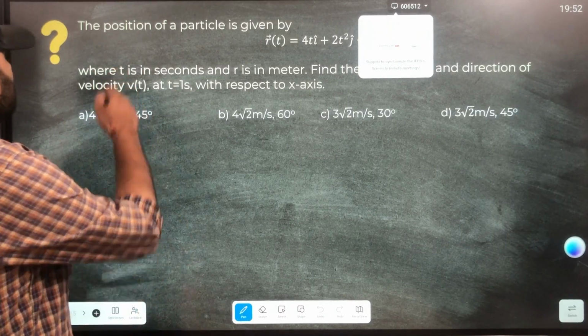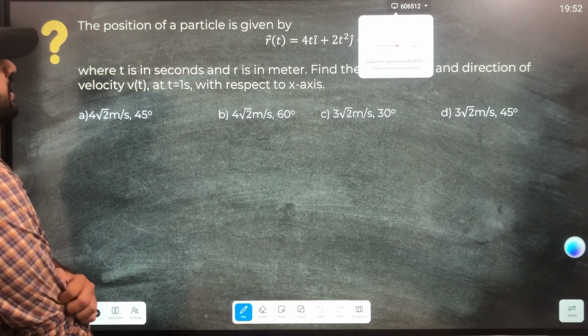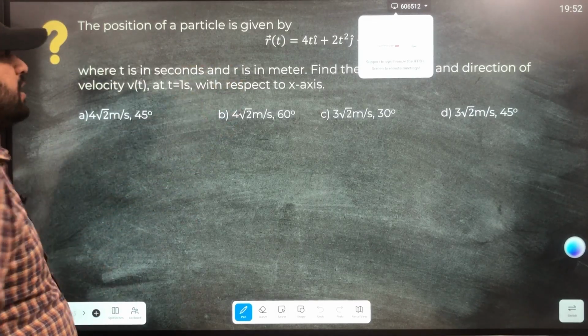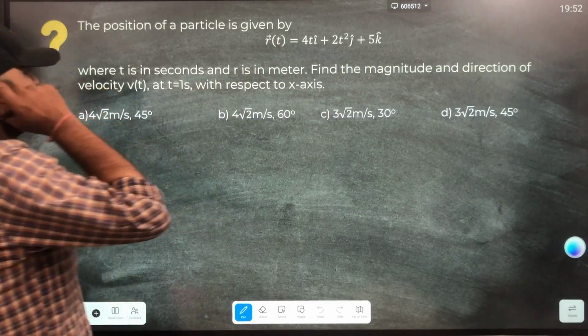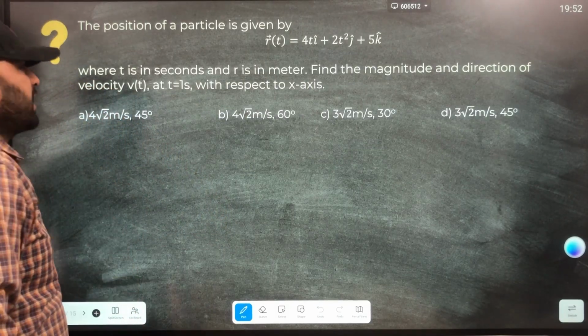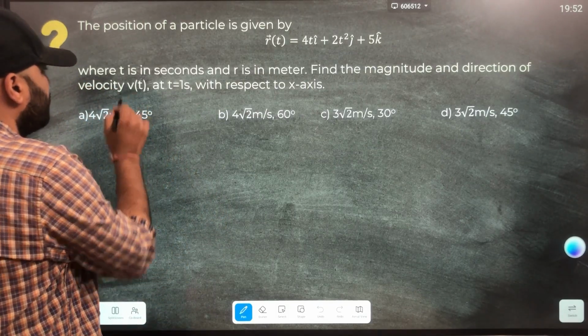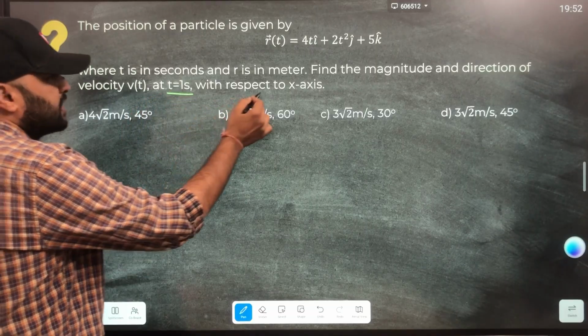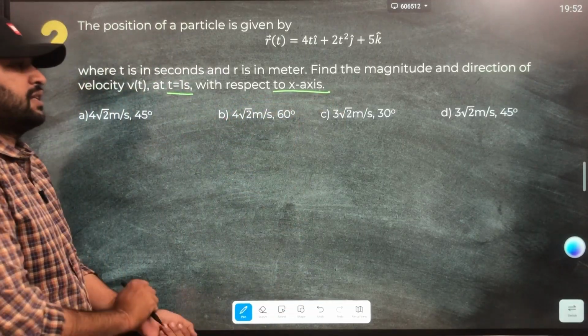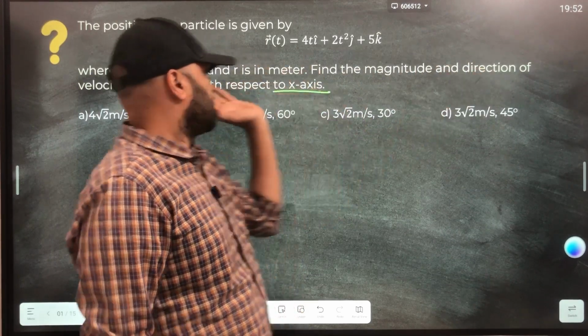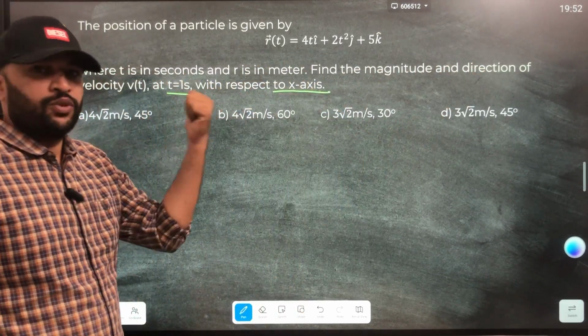Okay, so our next question says the position of a particle is given by this function r(t), where t is in seconds and r is in meters. Find the magnitude and the direction of the velocity v(t) at t equal to 1 second with respect to the x-axis. So both we have to find, the magnitude and the direction of velocity.